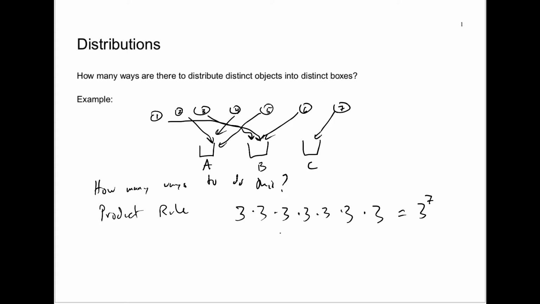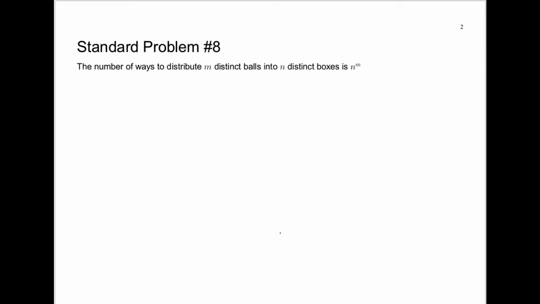Now, you don't always have to talk about balls and boxes. I could ask, how many ways can we assign one of 3 different rooms to 7 people? So you have 7 people, and they have to be put into 3 different rooms. How many ways can you do that? Of course, the answer is the exact same, 3 to the 7th, for the exact same reason. This is in the book, standard problem number 8. The number of ways to distribute m distinct balls into n distinct boxes is n to the m.